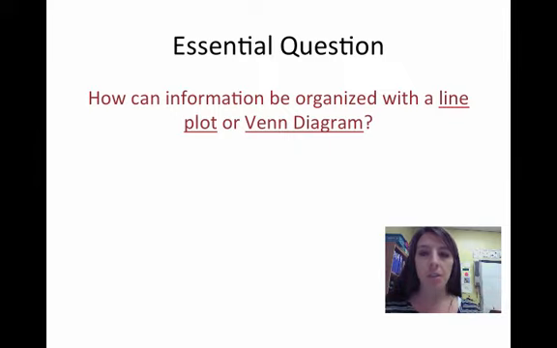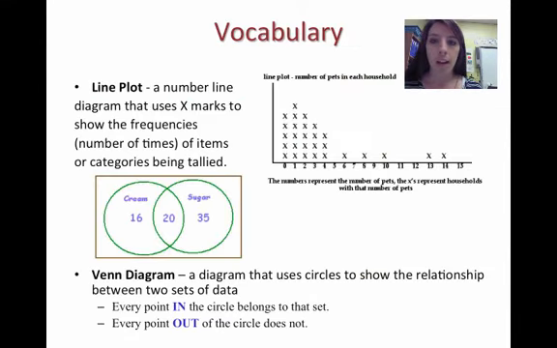For this whole video I want you to know your essential question: how can information be organized with a line plot or a Venn diagram? Go ahead and write that question down. Left side of your Cornell is essential question. Right side is how can information be organized with a line plot or a Venn diagram. Alright, so vocabulary on the left side, line plot and Venn diagram definitions on the right side of your Cornell notes.